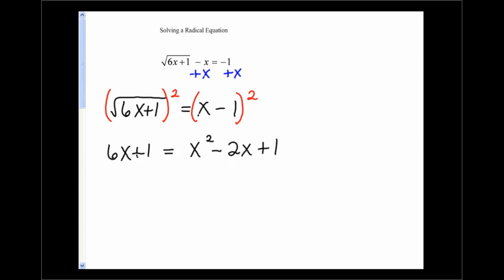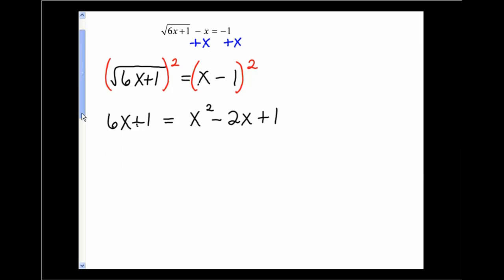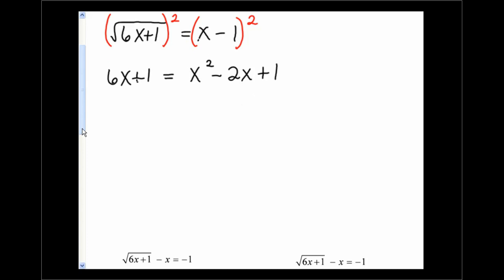Now this resulting equation is a quadratic, so we need to set it equal to 0. So we'll do that by subtracting 6x from both sides of the equation, subtracting 1 from both sides of the equation. And we end up with 0 equals x squared minus 8x.